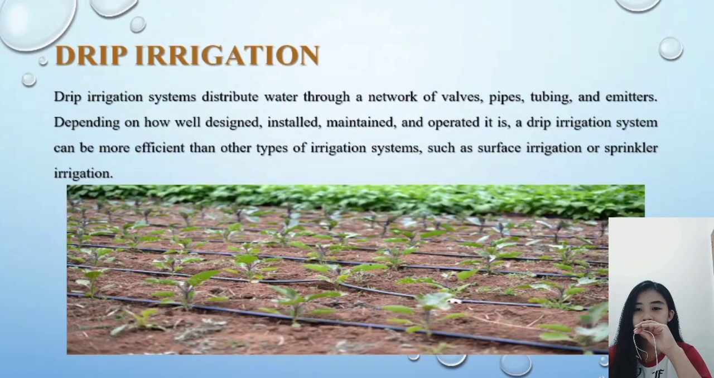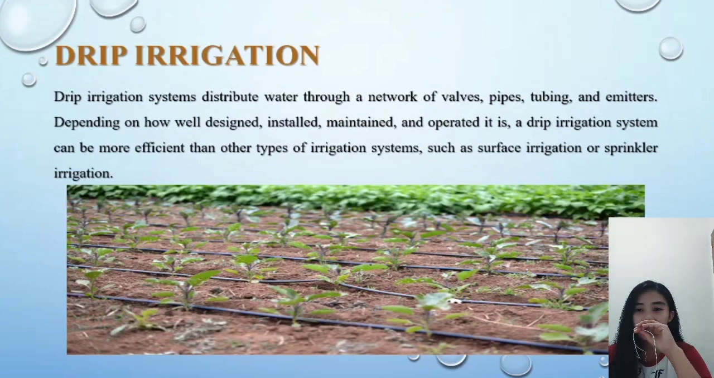Drip irrigation. Drip irrigation systems distribute water to a network of valves, pipes, tubing, and emitters, depending on how well designed, installed, maintained, and operated. A drip irrigation system can be more efficient than other types of irrigation systems, such as sprinkler or surface irrigation.